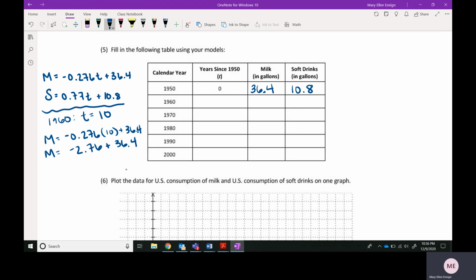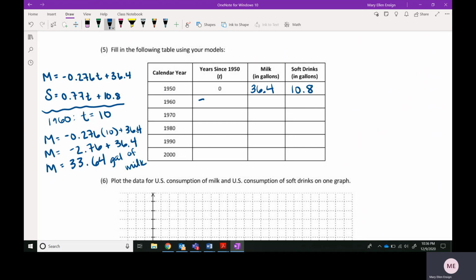33.64. So this means that you always want to orient yourself back to what this is. What was I trying to do? I was trying to figure out the number of gallons of milk consumed. So I put in a certain value for how many years it had been since 1950, and this is the answer I get. This is the number of gallons of milk that were consumed in 1960, right?